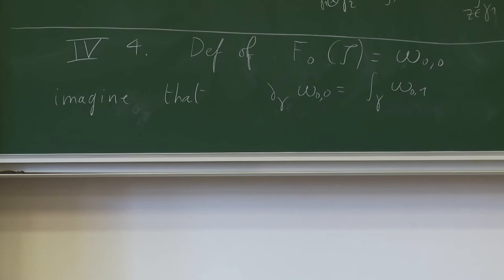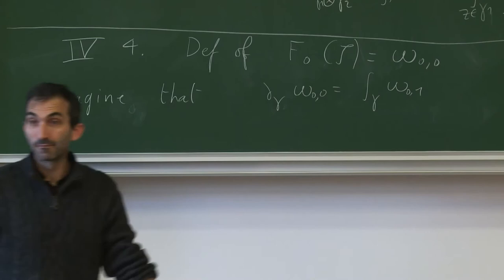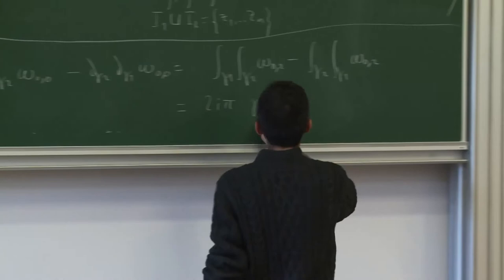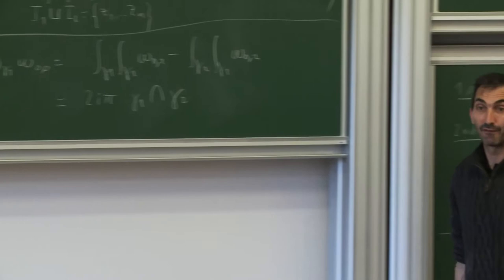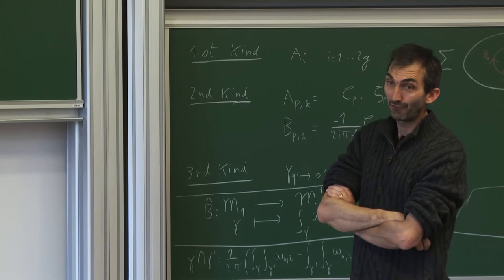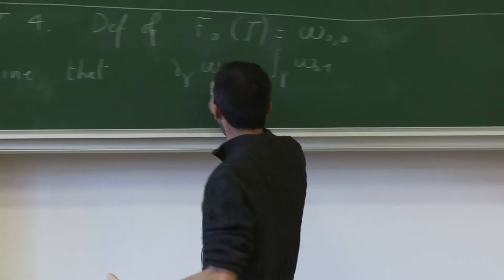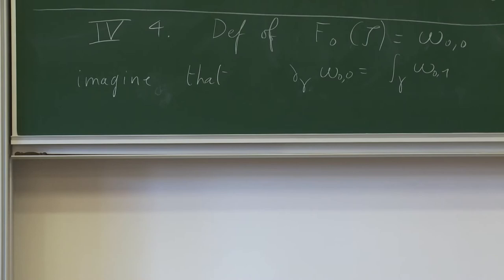There is no omega 0,0 that would satisfy this for every gamma. But you see that it can exist if you restrict gamma to a Lagrangian submanifold. If you restrict the possible gammas to a Lagrangian submanifold, then it can be well defined. So it's kind of an integrability theorem. Which means that the only way to define omega 0,0 is to make a choice of a Lagrangian submanifold. It's a subspace of the space of cycles.